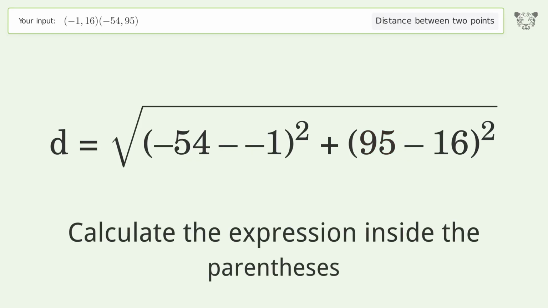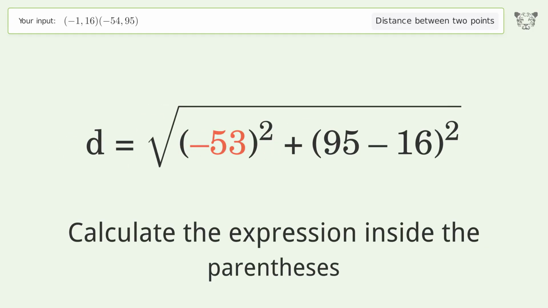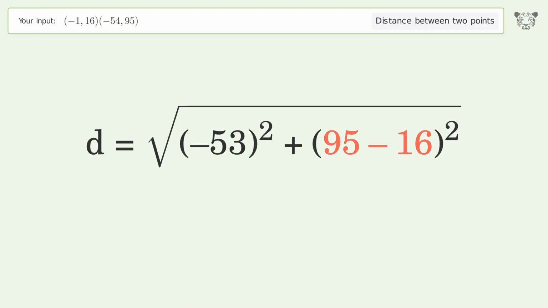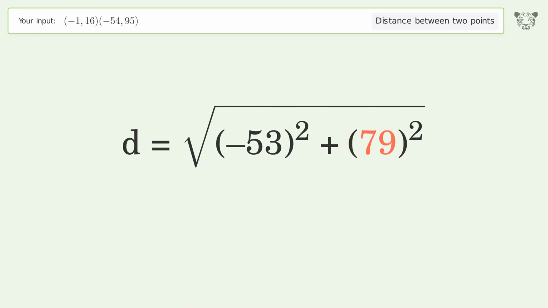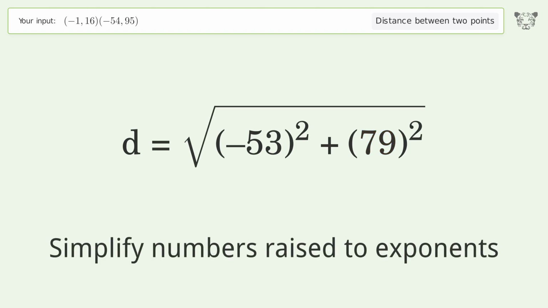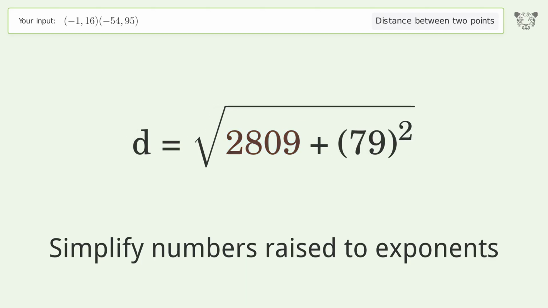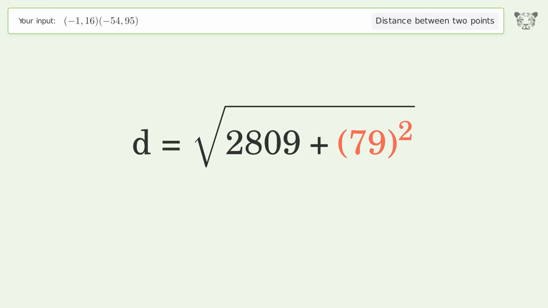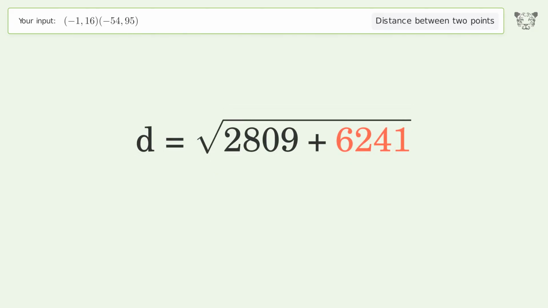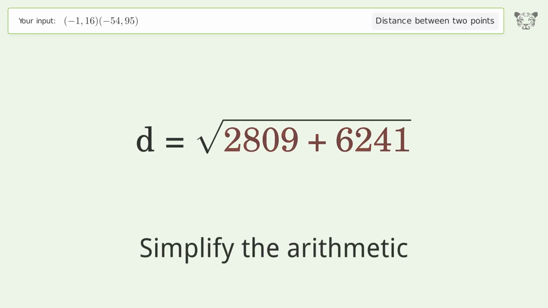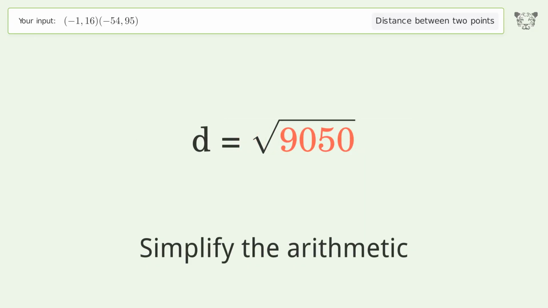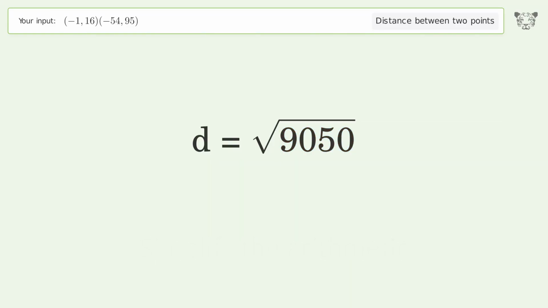Calculate the expression inside the parentheses. Simplify numbers raised to exponents. Simplify the arithmetic. And so the distance between the 2 points is the square root of 9,050 or 95.131.